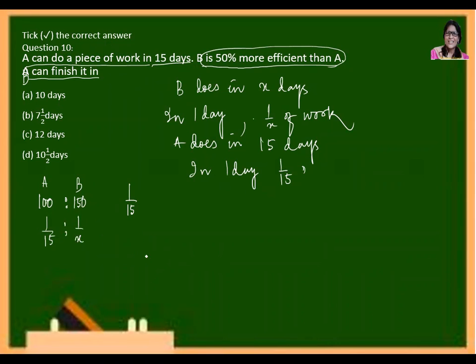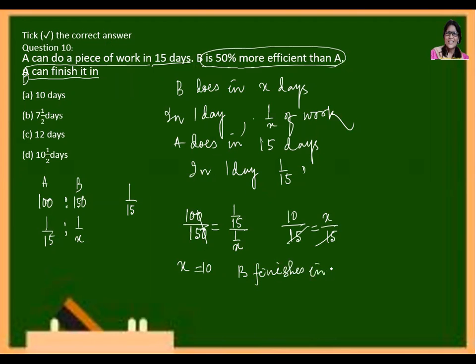So get the ratio. What will I write? I'll write 100 by 150 is equal to 1 by 15 divided by 1 by X. Cancel. Here it will be 10 by 15 is equal to X by 15. 15 cancel, so X is equal to 10. So B finishes in 10 days. So 10 days is the answer. A is the answer.